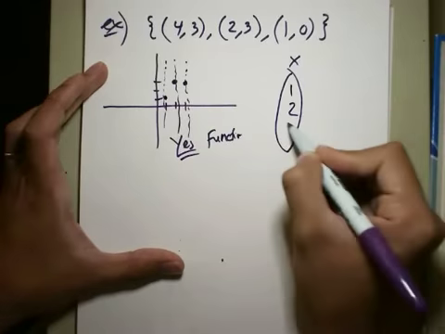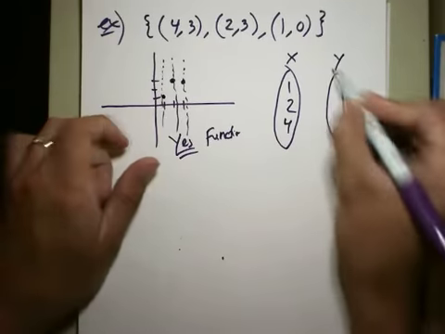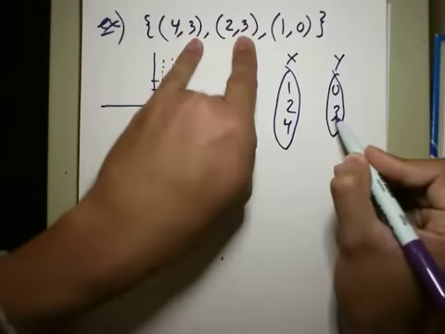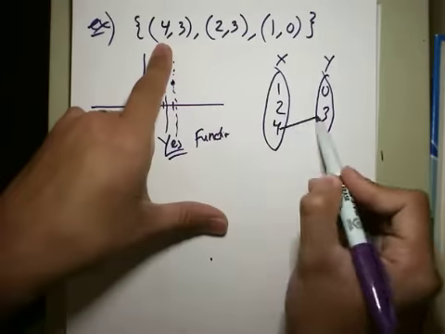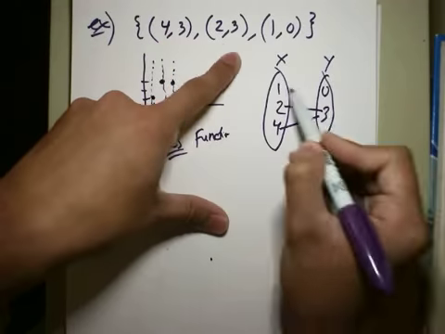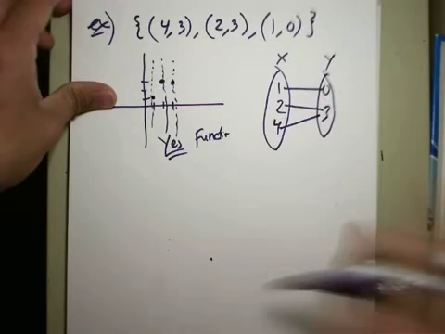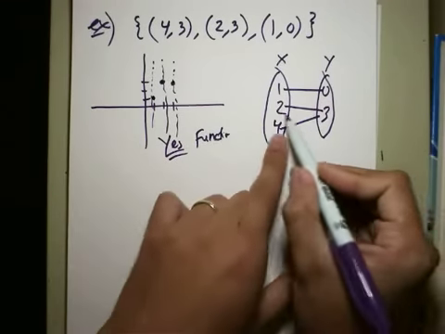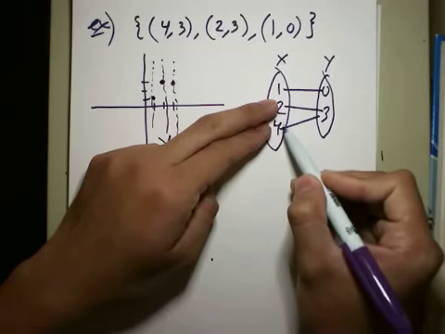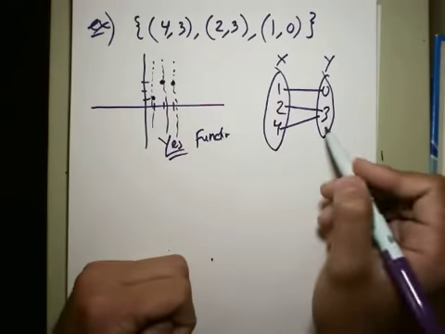Here are my inputs, 1, 2, and 4. Here are my outputs. I got 0 and 3. 3 is repeated, so I only need to write it one time. Here's my mapping. 4 to 3, 2 to 3, 1 to 0. Now notice the difference between this particular example versus the other one. This time I have 2 different inputs, 2 different commands going to the same exact output, same result.